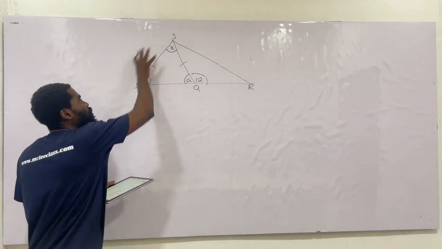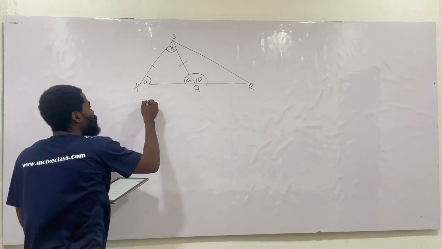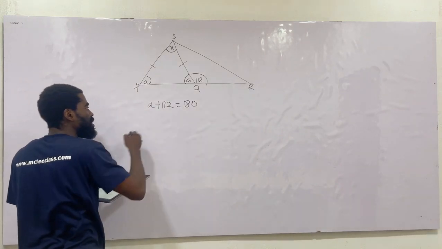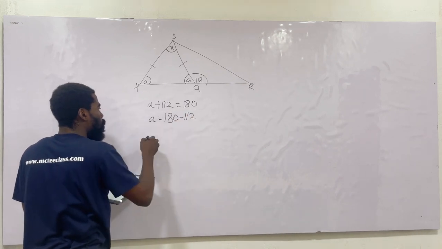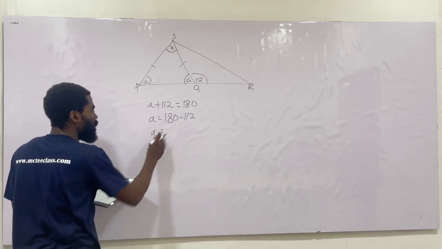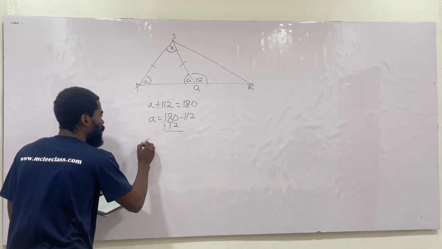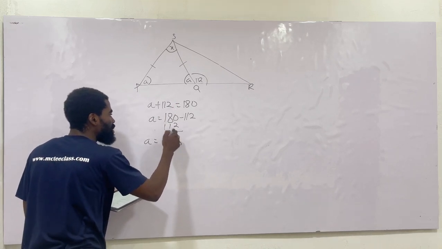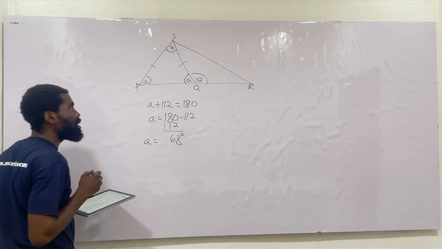How do I know that? Because the question says that this length is the same as that length. So I'll have A plus 112 equals 180. So I'll get A equals 180 minus 112. Let's do the subtraction. I borrow 1, I get 10, I get 8, and I'm left with a 7 here. When I subtract, I get 6. So A is 68 degrees.